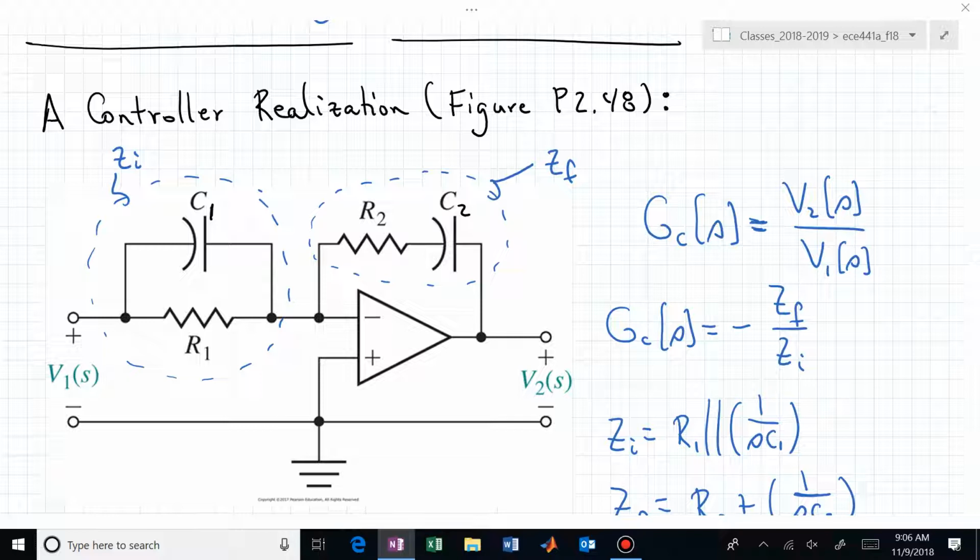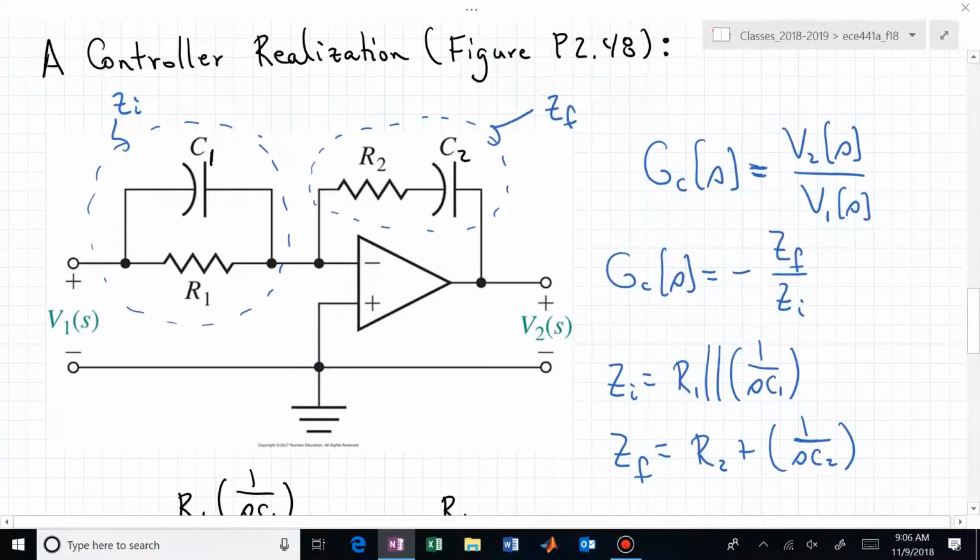But this you can derive the transfer function for by simply doing KCL at the inverting junction of this op-amp. You can now find that G sub C of S is minus the impedance of that feedback set of parameter values, R2 in series with C2, over the impedance created by this parallel combination of R1 and C1.